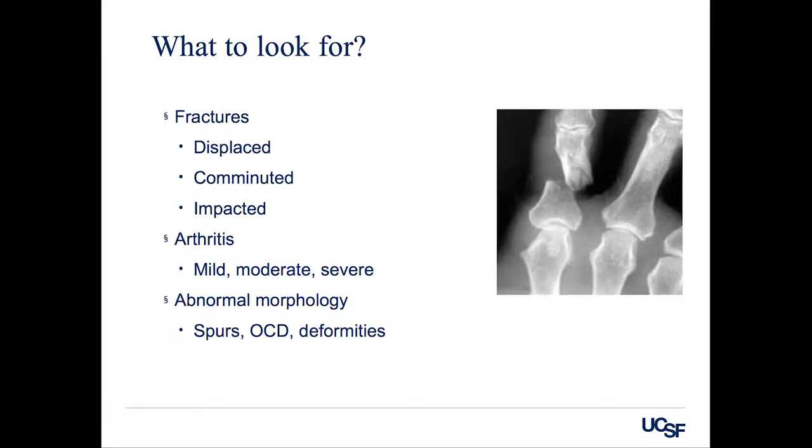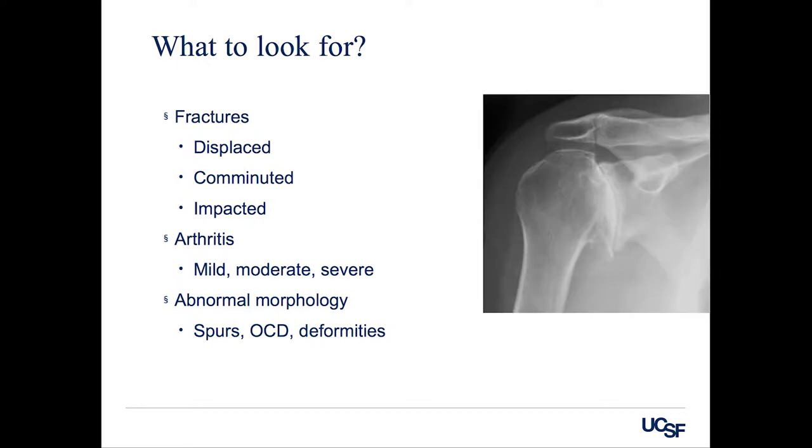Also on the x-rays, you can very easily see arthritis, and you can see if it's a mild arthritis with a little bit of joint space narrowing versus moderate or severe arthritis where it's bone on bone and there's osteophytes. And then any abnormal morphology of the bones, such as any bone spurs, and OCD, we'll talk about a little bit later, is an osteochondritis dissecans, where you have a lesion to the cartilage and the subchondral bone. And then, of course, any deformities from chronic previous injuries that the patient may not have told you about.